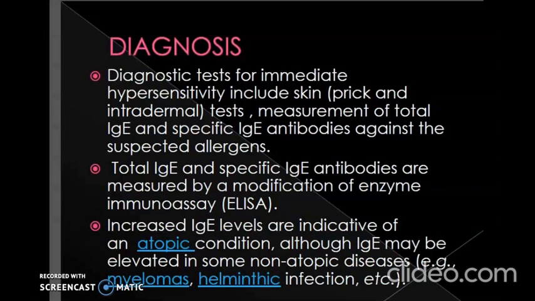Now let's see the diagnosis of type 1 hypersensitivity. It includes skin tests like prick and intradermal test, and measurement of total IgE and specific IgE antibodies against the suspected allergens. Total IgE and specific IgE antibodies can be measured by a modification of enzyme immunoassay, and increased IgE levels are indicative of an atopic condition. Although IgE may be elevated in some non-atopic diseases like myelomas and helminthic infection.